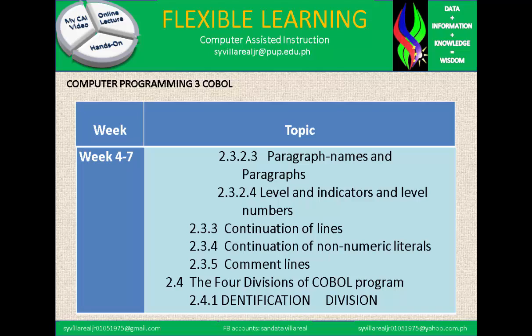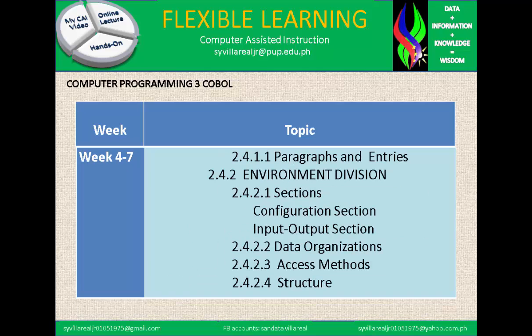Next, we have the 2.4, the 4 division of COBOL program. The first one is identification division, and under identification division from the week 4 to 7 we have the paragraphs and entries as 2.4.1.1 environment division. Under this we have sections, and under section we have configuration section and input output section, 2 data organizations, and 3 access method, and 4 structure.